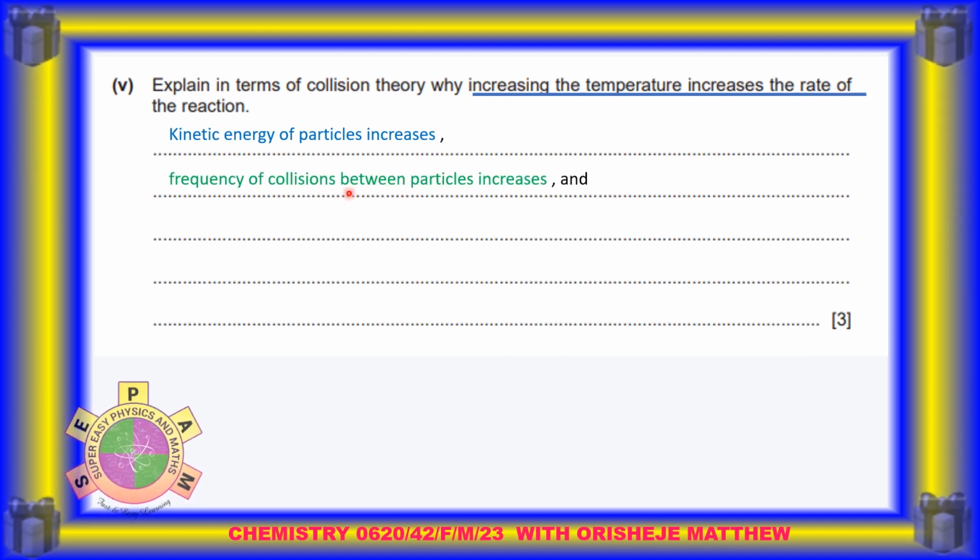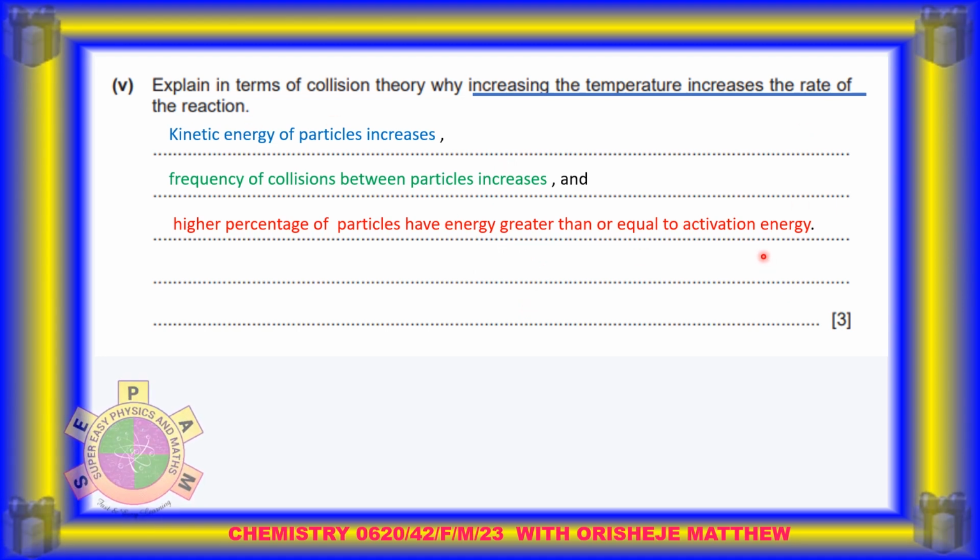So the frequency of collision between particles increases, and then eventually a higher percentage of the particles will have greater energy than the activation energy. So that will favor the forward reaction. So the rate of reaction will increase.